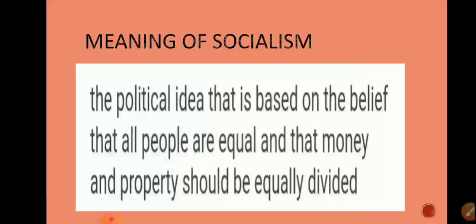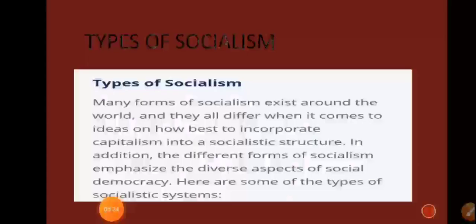The meaning of socialism is that all people are equal and they are going to earn equal money and equal property. The property should be divided equally among the people. I hope the concept is clear. We will move forward, children. How many types of socialism are there? Well, children, many forms of socialism exist in the world, and they are different from each other.